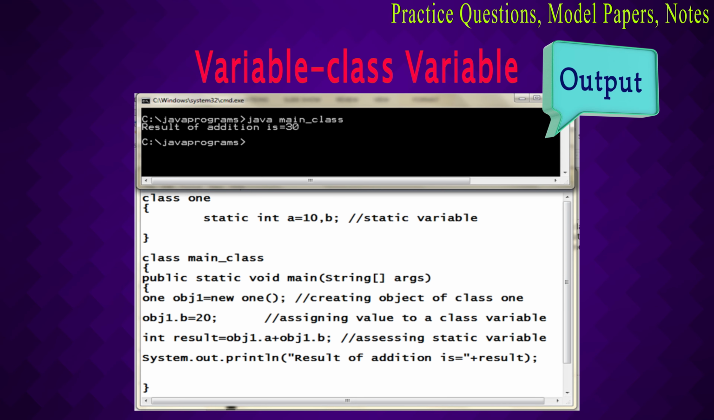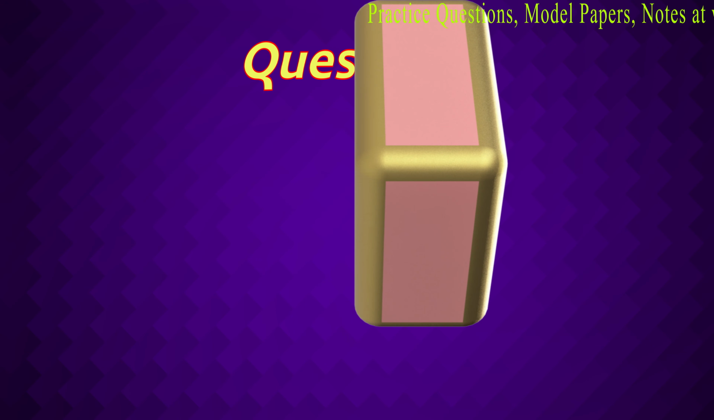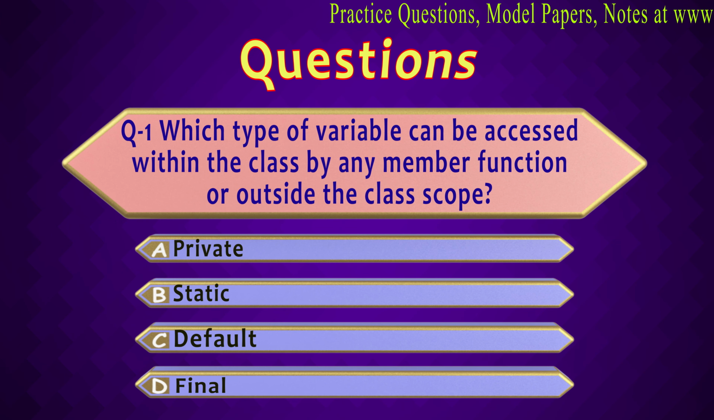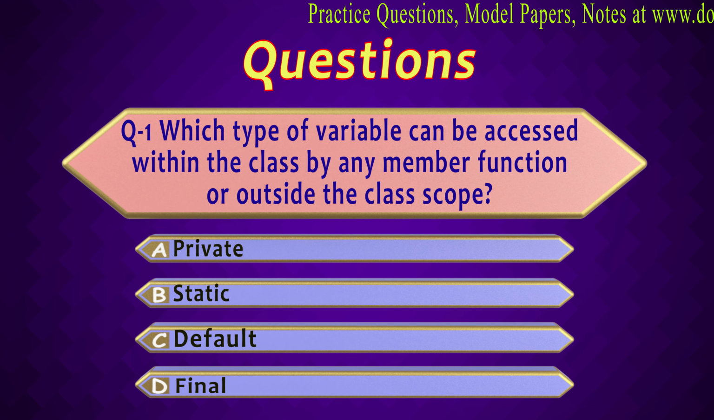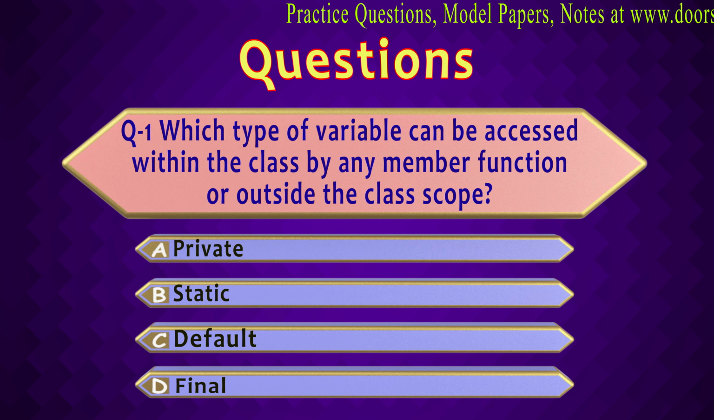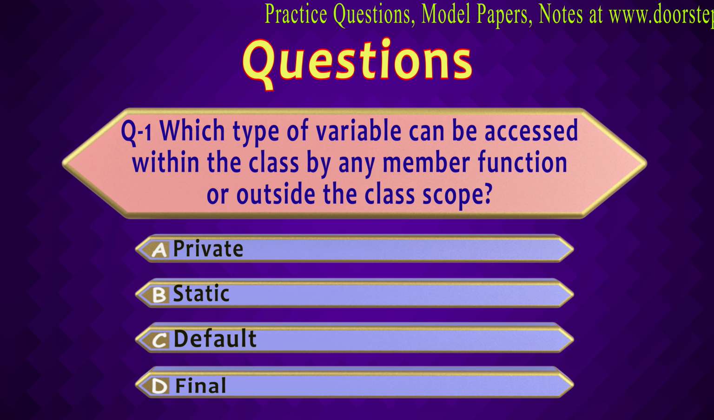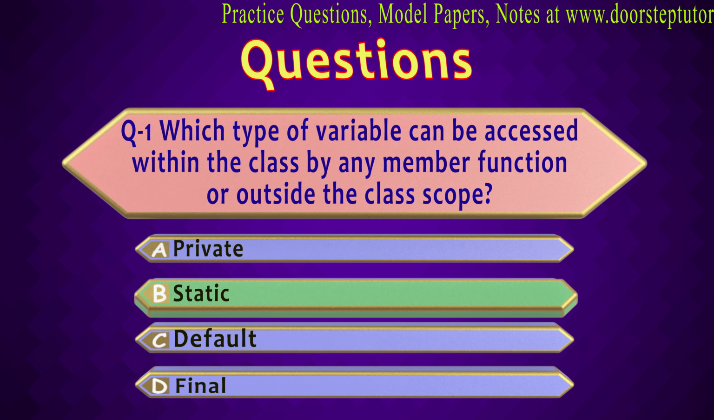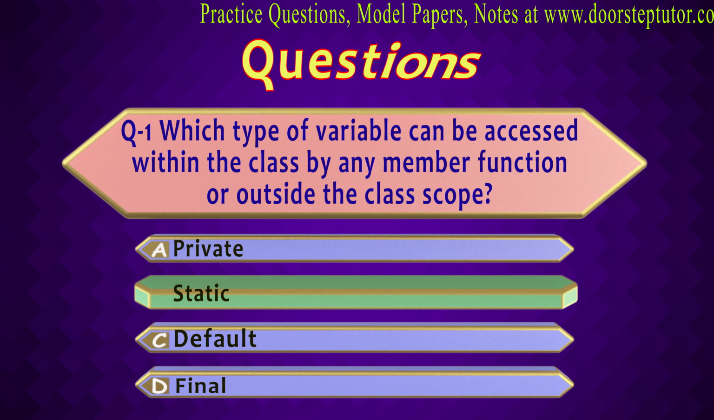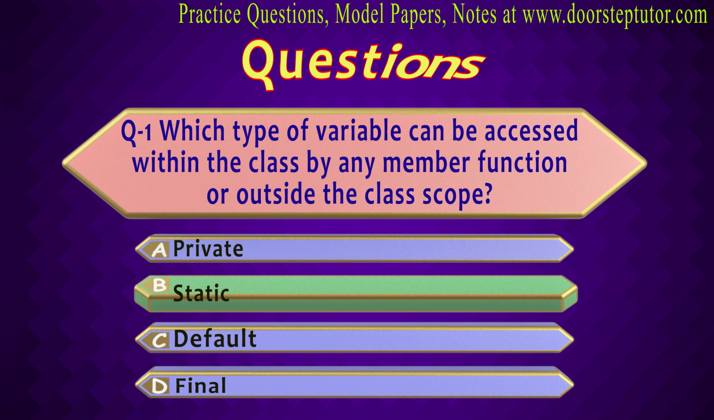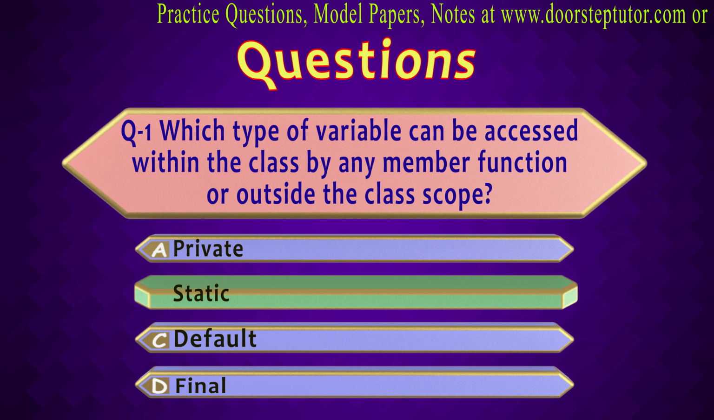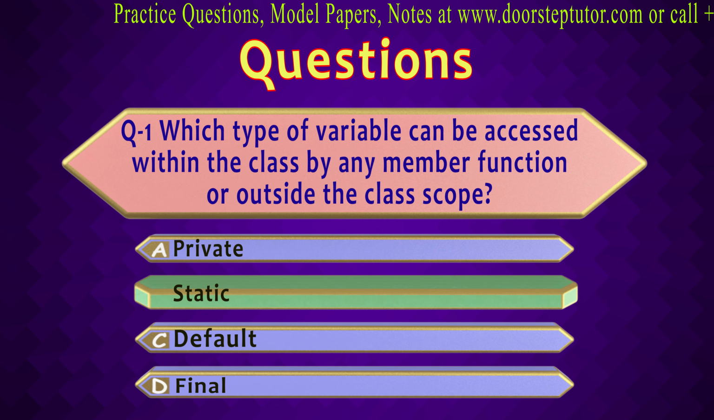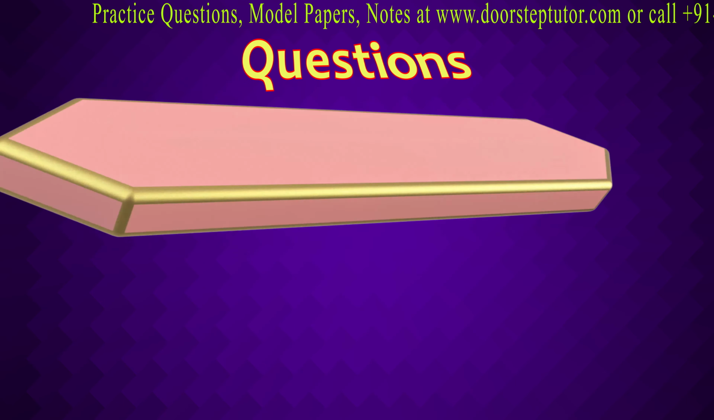So let's move to the next slide. We are having some MCQ questions. The first question is, which type of variable can be accessed within the class by any member function or outside the class scope? So just understand the question and what the correct answer is. The correct answer is option number 2, static. As we have already discussed, static is a predefined keyword which is used by the object directly, and it can be used within the class or any other member function also. So let's move to the next question.